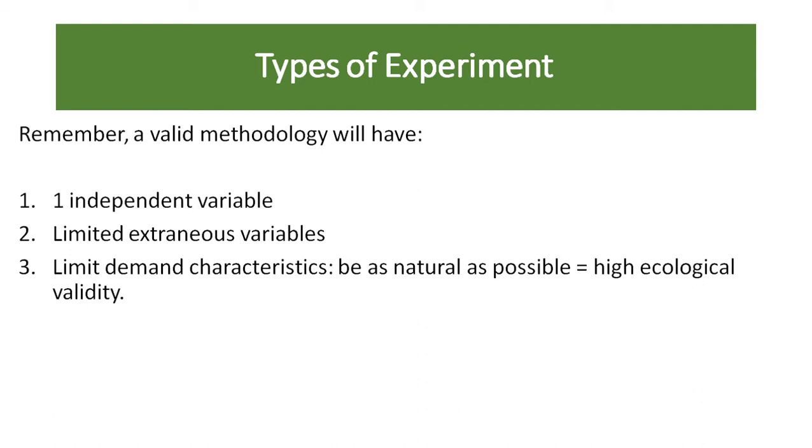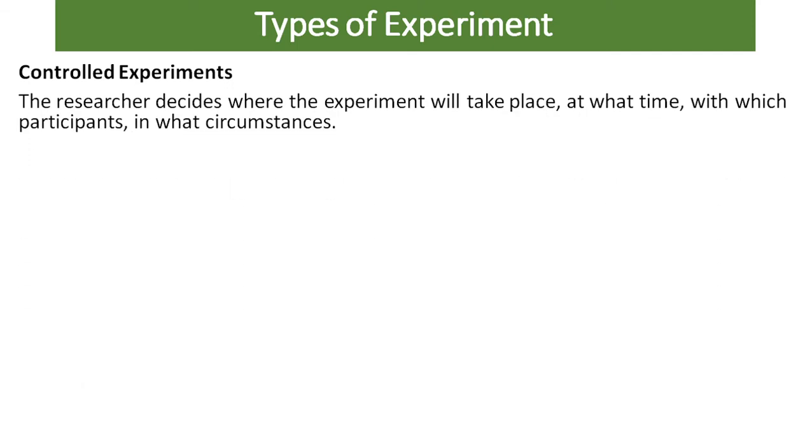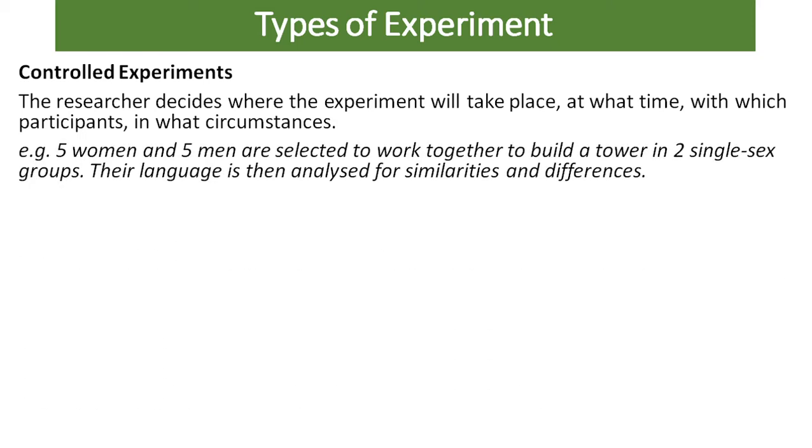Okay, so first type of experiment is a controlled experiment. And that is when you decide everything. You're going to decide when it takes place, what time, who the participants are going to be, what the circumstances are going to be, etc. So, for example, 5 women and 5 men are selected to work together to build a tower in 2 single-sex groups, and their language is then analysed for similarities and differences. This is not something that would naturally happen in college at a lunchtime. I mean, maybe it would, just for fun. I don't know. But in this case, the student who did this experiment set it all up, controlled it, made sure there were limited variables, everything was controlled and designed by her.